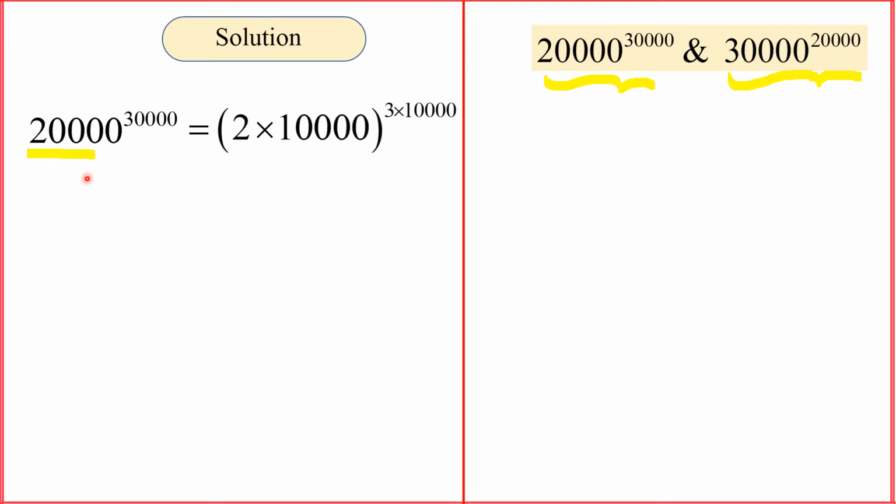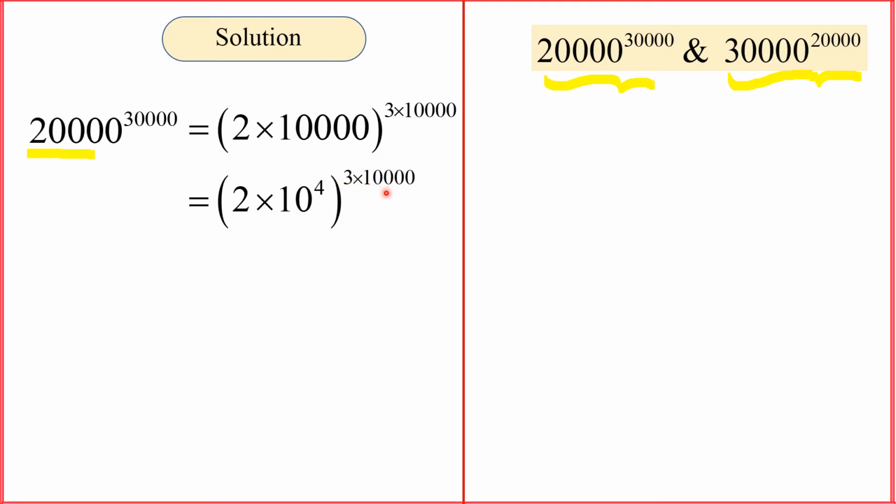What I'm going to do is break this down, where I take 2 times 10,000 and 3 times 10,000. It is kind of the same, right? Do you agree with me? When you multiply them together, it will remain the same. After that, I rewrite it into powers, where I replace 10,000 with 10 to the power of 4, and 3 times 10,000 I put the same, right?